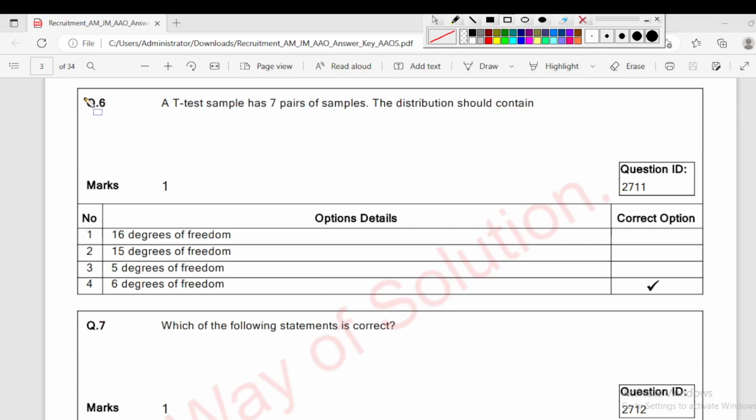Question number 6. A t-test sample has 7 pairs of sample. The distribution should contain option 1 16 degrees of freedom, option 2 15 degrees of freedom, option 3 5 degrees of freedom, option 4 6 degrees of freedom. Option 4 is correct, 6 degrees of freedom.